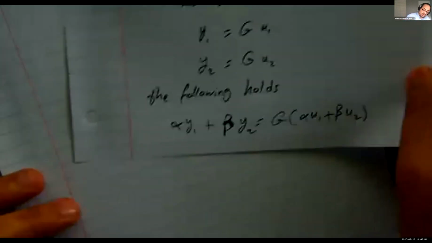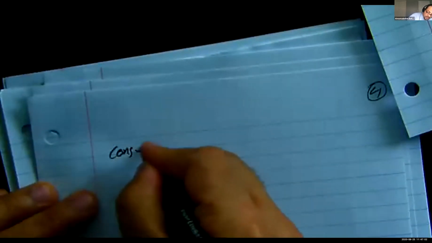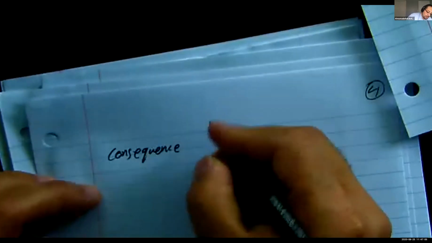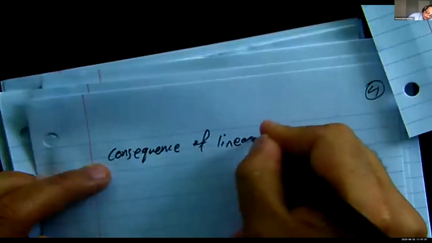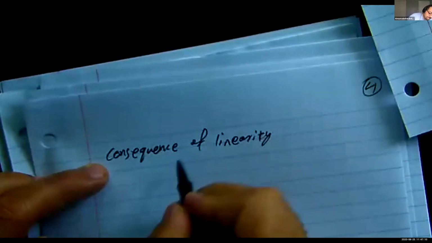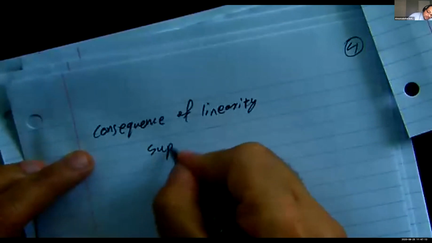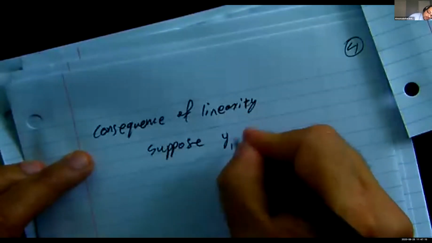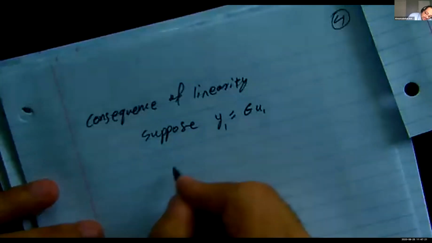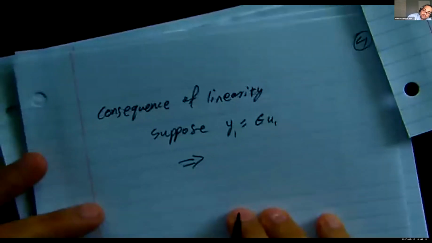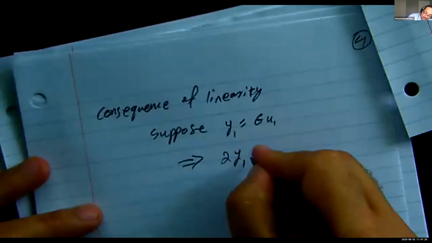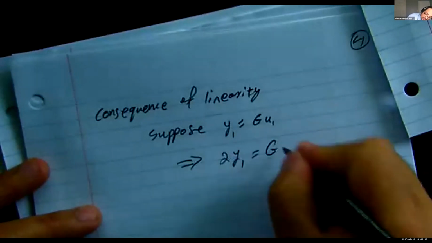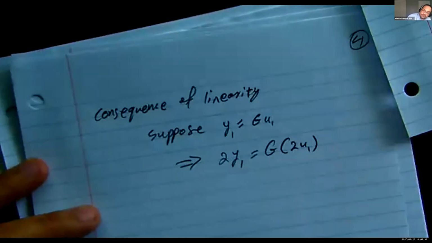So as a consequence of this linearity definition, consequence of linearity, suppose Y1 is equal to G U1, okay, then if I multiply Y1 by 2, 2 Y1, that means we're talking about G of 2U1, okay?